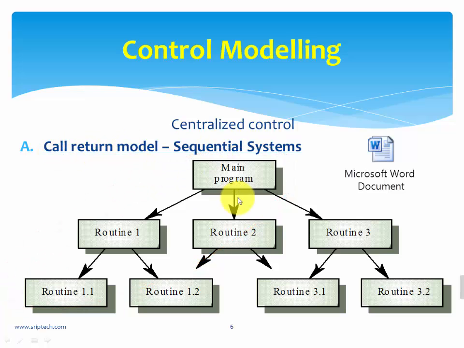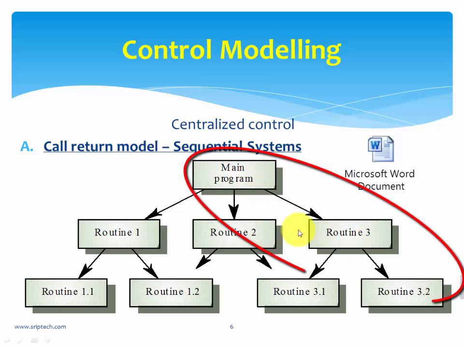Similarly, you can see one more sequential order here. The main program is calling routine 3, and routine 3 is in turn calling routine 3.2. So there is a sequential hierarchical control happening from the main program to the bottom routine. So this is an example of a call return model.